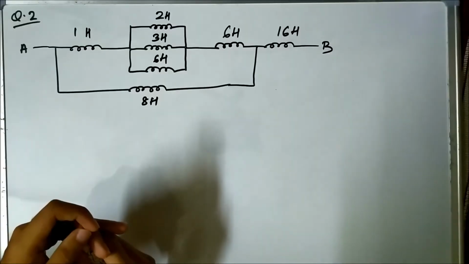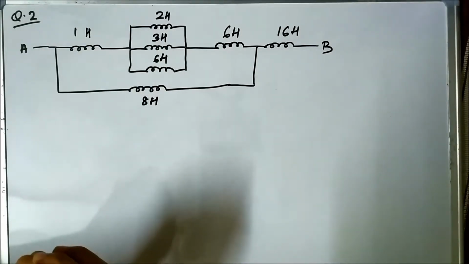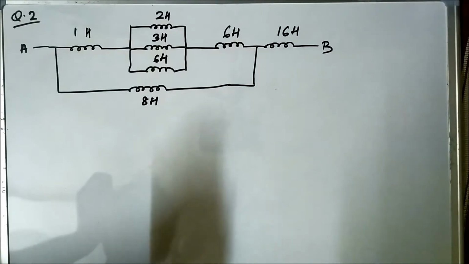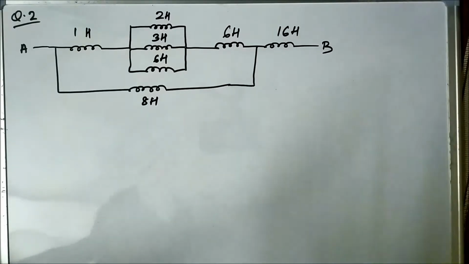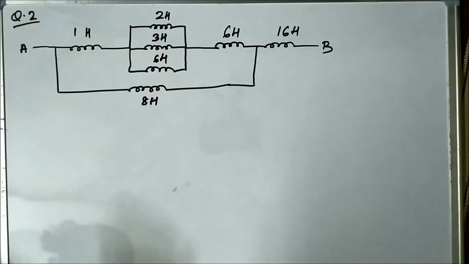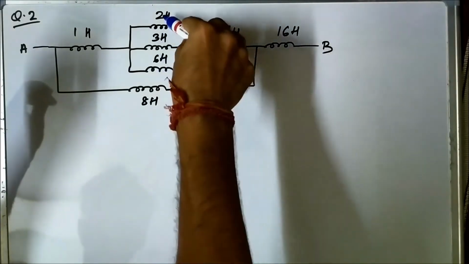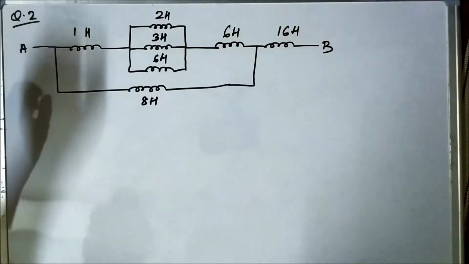In these kinds of circuits, what we have to do is pick a certain combination of inductors, try to reduce them, and then gradually reduce the circuit. So here first what we are going to do is see these three inductors, 2 Henry, 3 Henry and 6 Henry, this combination of inductors.